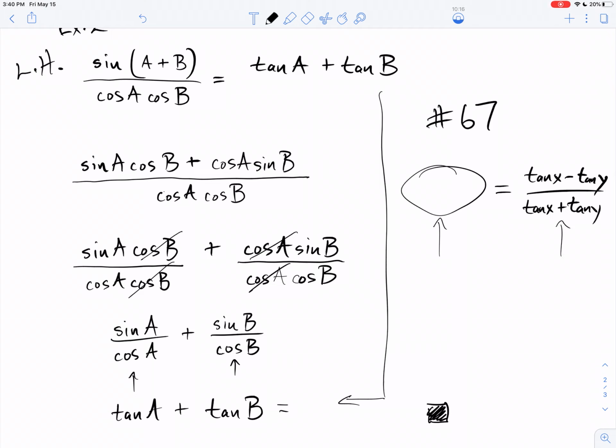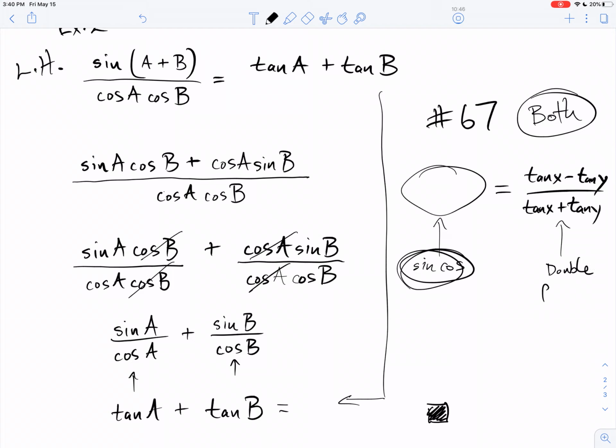The trick is, this is a bother. If you do both sides, you get it to work. But the trick with this is, once again, don't be fooled. Tangent x minus tangent y does not equal tangent x minus y. Don't be fooled. But you know what? You're going to see a whole bunch of sine and cosine over here. So my hint is double fraction town.